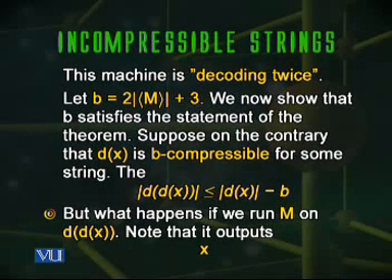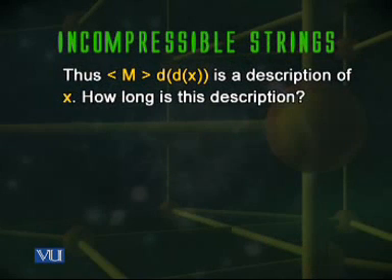But what would happen if we run this Turing machine M on d of x? It would output x. So this Turing machine, when I run it on d of x, since it decodes twice, therefore it would get back x. Thus, M followed by d of x would be a description of x. Well, let's ask, how long is this description? So what we want to do is estimate the size of this description.